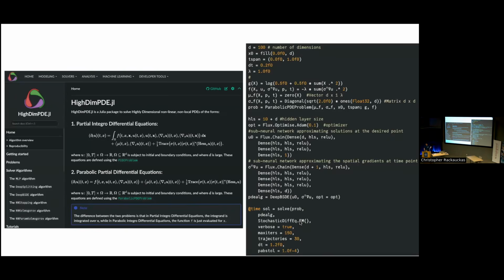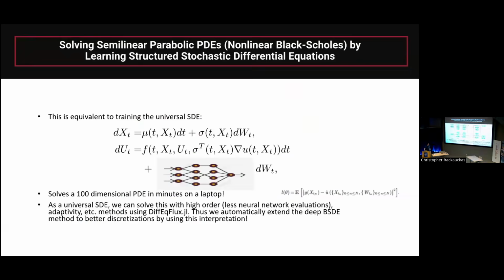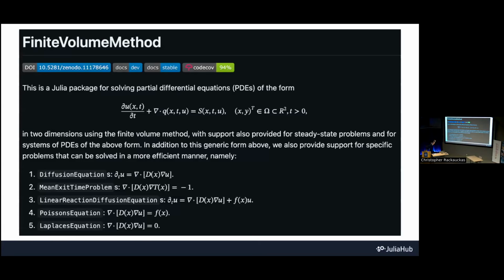So I can change it to a higher order stochastic differential equation solver, and I can use the different optimization methods, et cetera, et cetera. So I've solved it for exactly that form. And now you can go, okay, well, we have another one, FiniteVolumeMethod.jl, right? And if you give me exactly that form, I can solve that one as well, right?